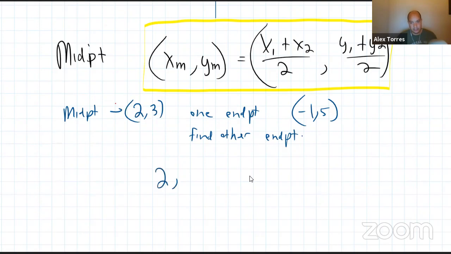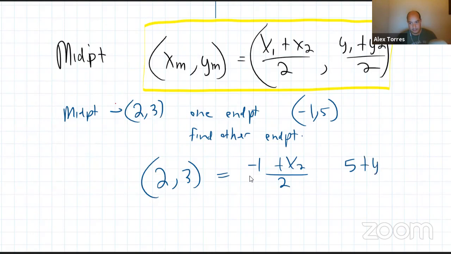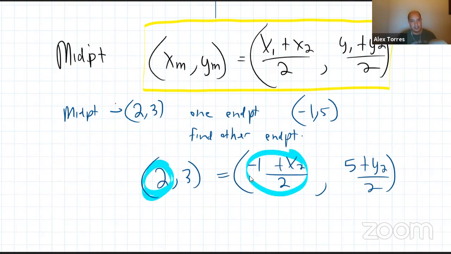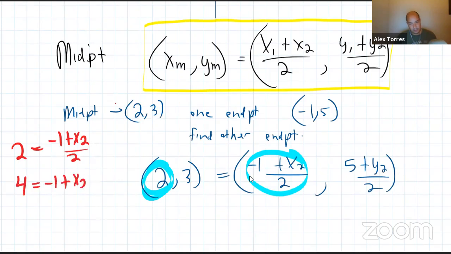So we know the midpoint is 2, 3. We know one of the endpoints is -1 and 5, but we can keep the rest of the formula the same way it already is. And when we're doing this kind of question, we need to realize that this x value was produced by this part of the formula. Therefore, they go together. 2 equals -1 plus x2 over 2. And we can solve for x2. Multiply both sides by 2. Add 1 to both sides. And we found x2. In other words, we found the x value of the other endpoint.